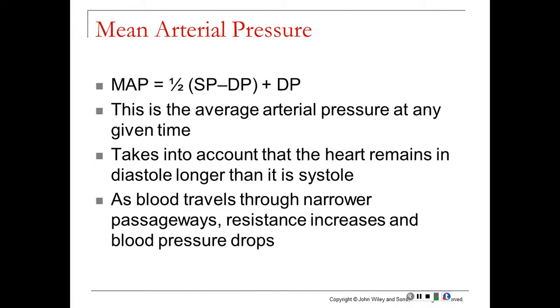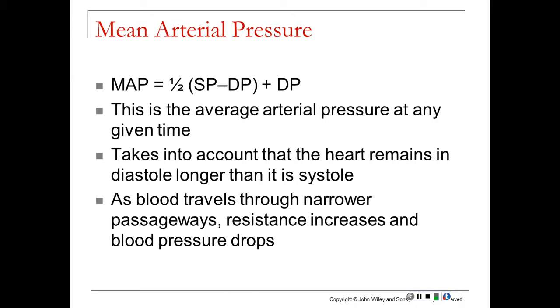Mean arterial blood pressure, or MAP, is equal to half of the systolic pressure minus the diastolic pressure, plus the diastolic pressure. This is basically an average of the arterial pressure at any given time. Since your heart is resting more than it's contracting, that's why you add that diastolic pressure back in. It takes into account that the heart remains in diastole a little longer than it's in systole.